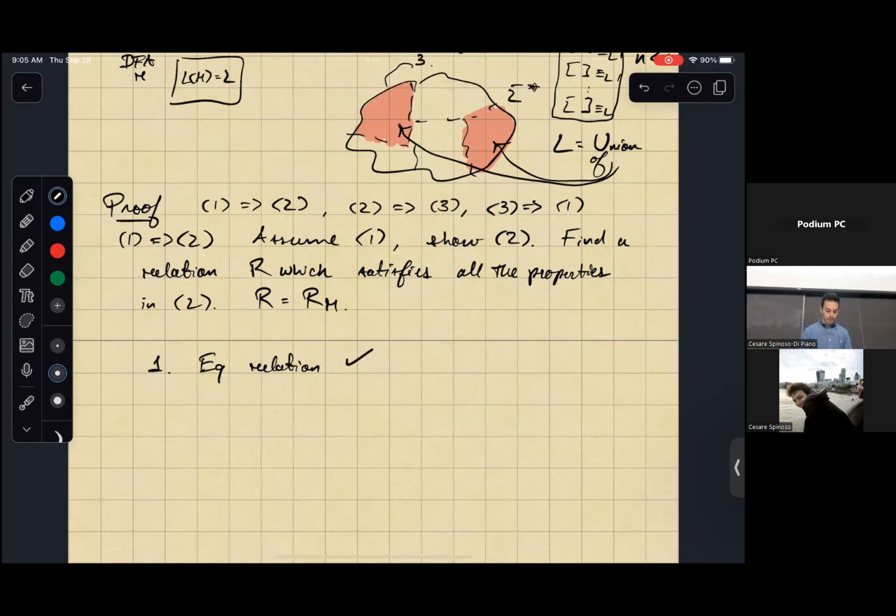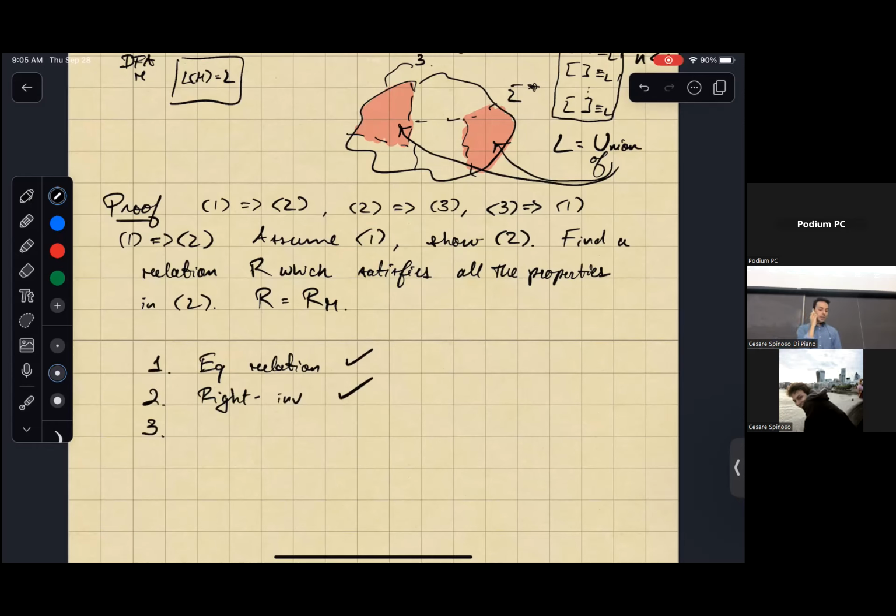Okay, so that's good. The other thing I need for statement 2 to hold is for this relation R to be right invariant. Well, I proved that at the beginning of class. That's why I did it. The last thing is the slightly more complicated condition, which says that if you take some of the equivalence classes of R, in this case R sub M, and you take the union of some of those, then you get L.